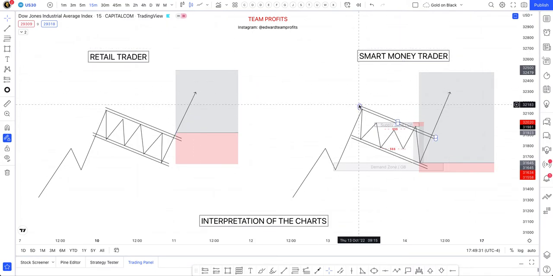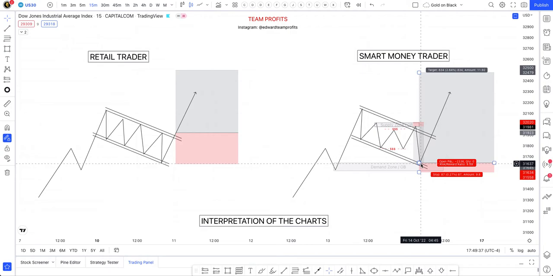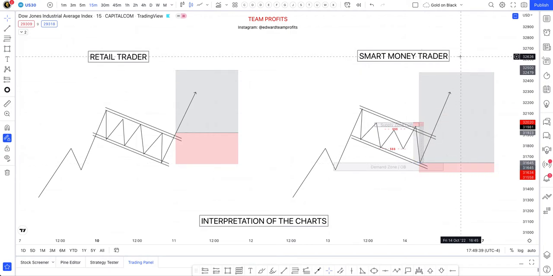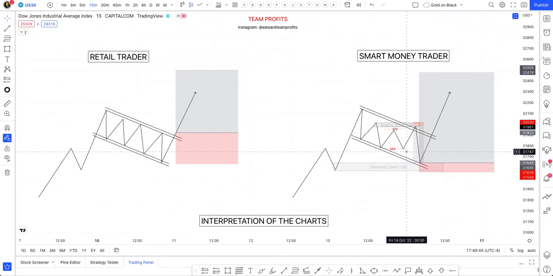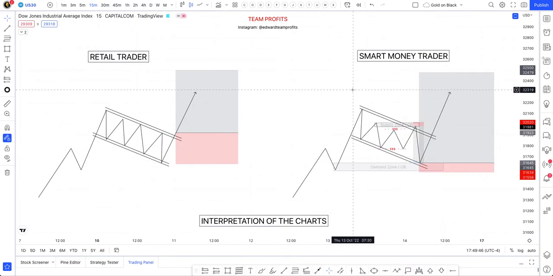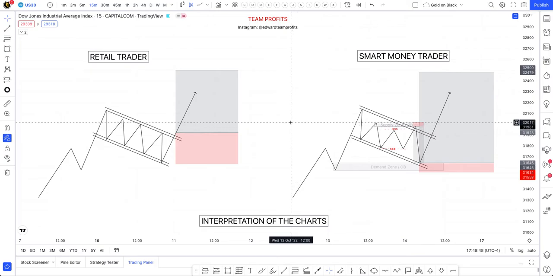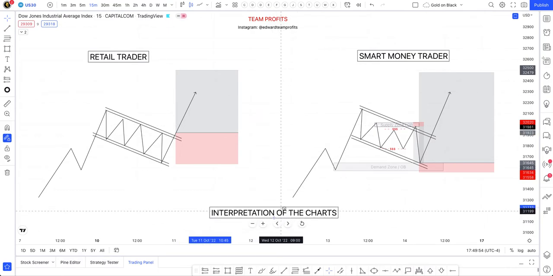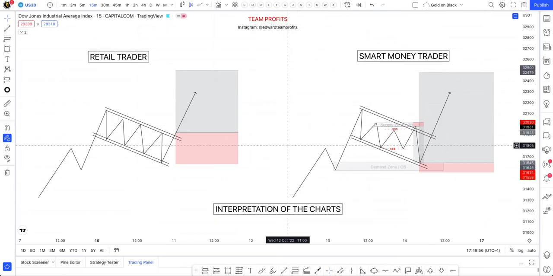Sometimes you need to have a little bit more patience to wait for the manipulation to come in and then enter, by placing perhaps some buy limit orders or sell limit orders. That's what they do. Now, as I mentioned, there are two ways: retail trader and smart money trader. Basically, you have two types of interpretation of the charts.